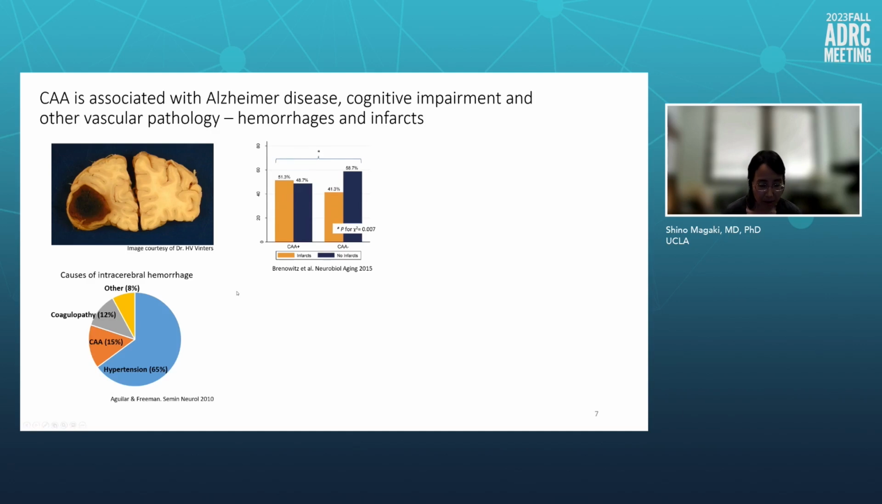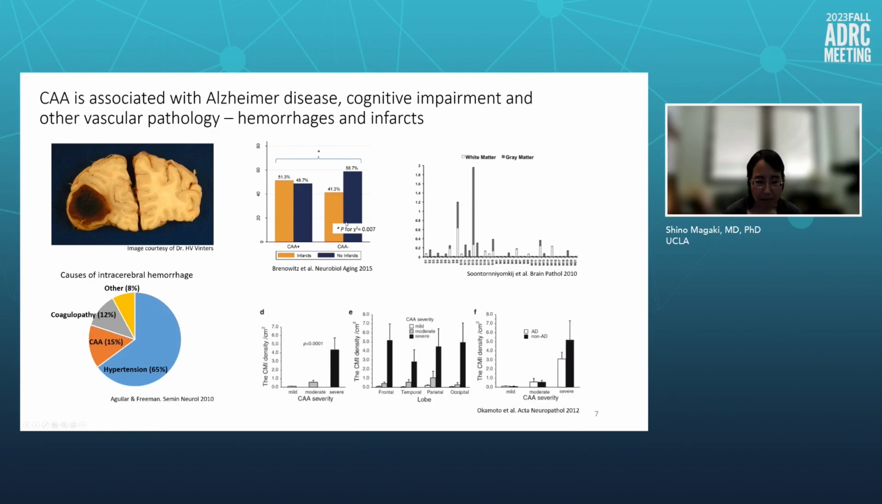This is a study by Dr. Huckel, showing the increase in ischemic infarcts in patients with CAA. In our cohort, we found that there's a greater burden of microinfarcts in patients with severe CAA compared to those with mild CAA. And also in Dr. Ihara's study, the density of microinfarcts correlated with the severity of CAA in adults, whether or not the patient had Alzheimer's disease changes.